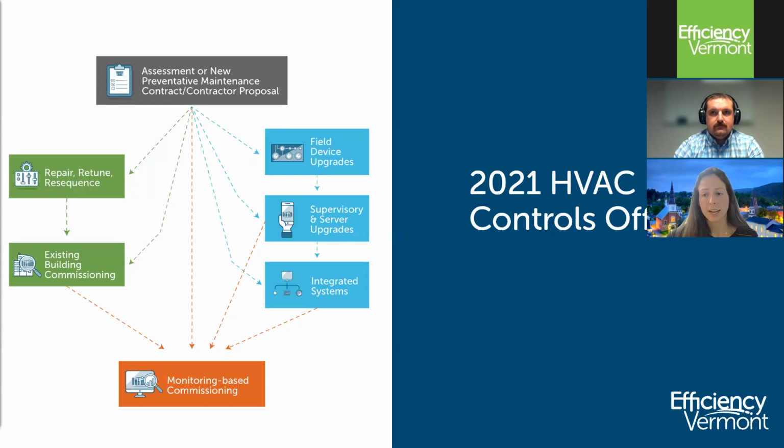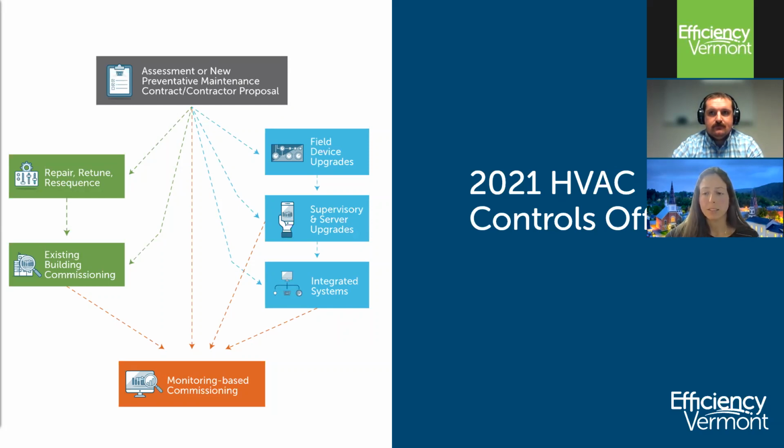Near the bottom of the chart, we have integrated systems and monitoring-based commissioning. These offers are intended for customers whose systems are up to date and commissioned and functioning optimally already. Efficiency Vermont has standard incentive offers for controls assessments and new controls PM contracts, as well as existing building commissioning and controls integration. But the other three project types are currently custom, where we'll come up with an incentive based on projected energy savings on a case-by-case basis. After supporting enough of these projects, we intend to have standard offers for all controls improvements.